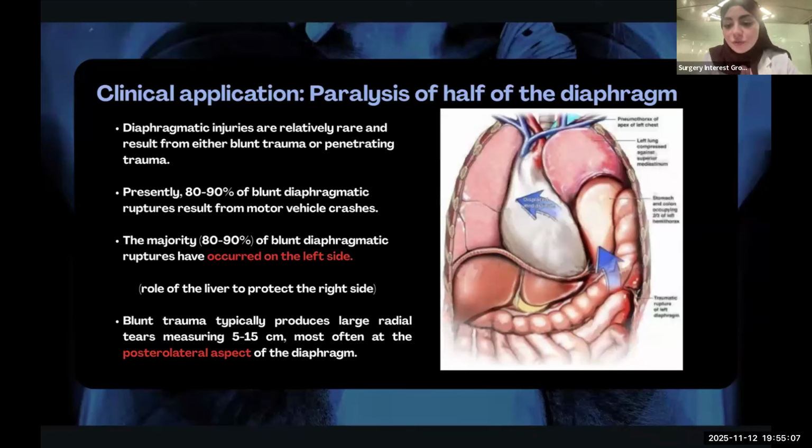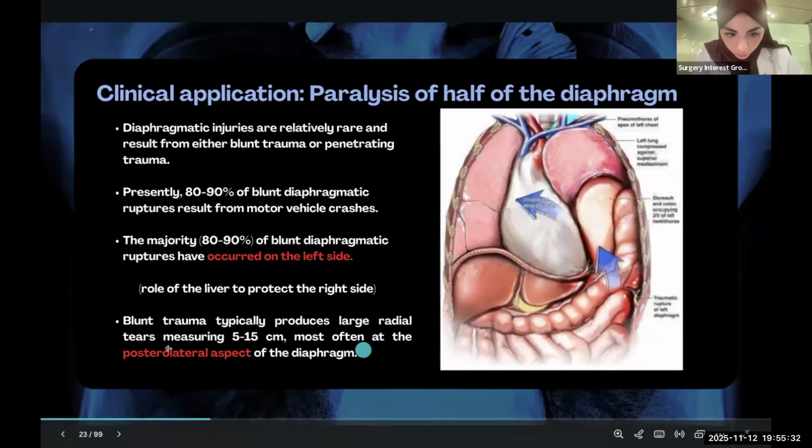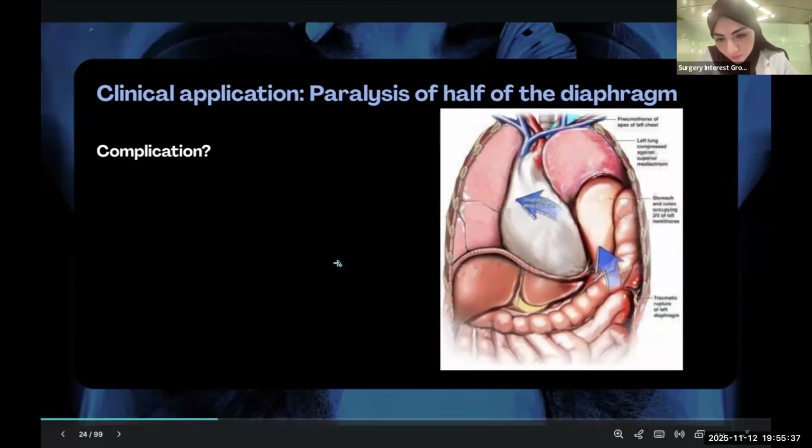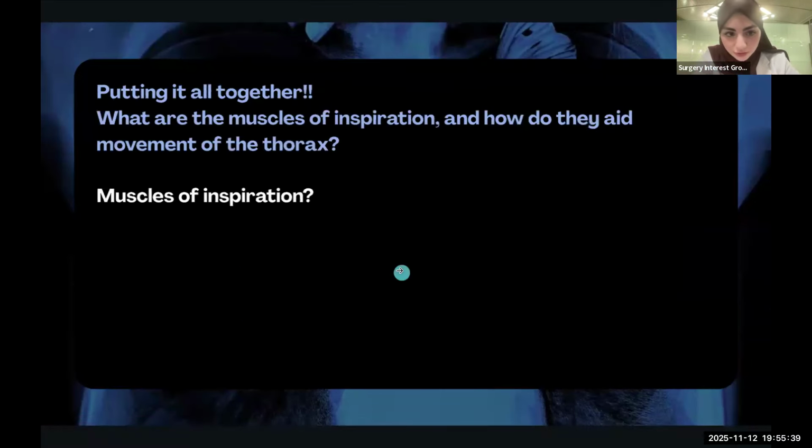What's something I'm fearing from this? Why would this be really bad? What could this do to my lungs? And again, it's in the picture. Compression, exactly. So I'm really worried about compressing my lung. It can't expand. The abdominal organs are going somewhere where they can't be. It's compressing my lung, okay? I don't think I missed anything. And again, often at the posterior lateral aspect of the diaphragm. The complication, you guys have mentioned it, is going to be collapsed lung.